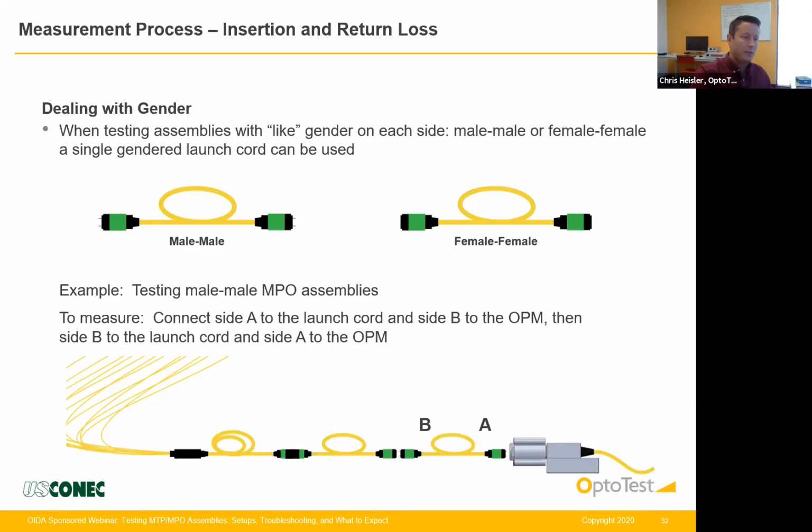To measure side B, you flip the DUT, connect B to your launch cord, and you get IL for B and RL for B. You're going to get 4 measurements: IL and RL for side A, and IL and RL for side B.